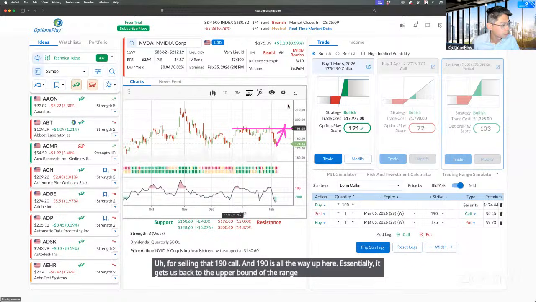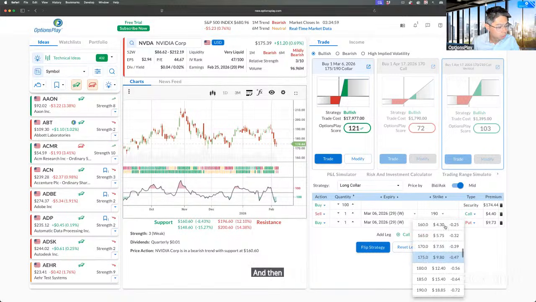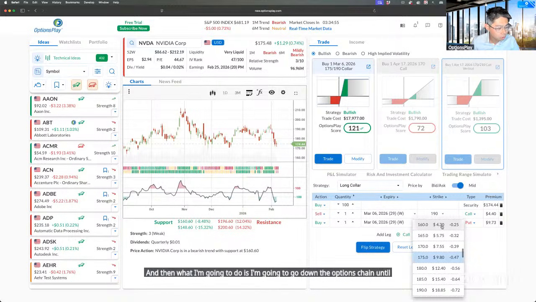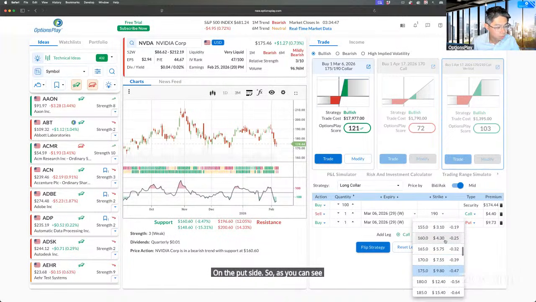And when the stock gets back above the upper bound of the range, I do not participate in any upside beyond 190 if I were to sell that 190 call. And then what I'm going to do is go down the options chain until I find the put strike that has roughly the same premium, $4.40, on the put side. So as you can see, that's going to be the 160.